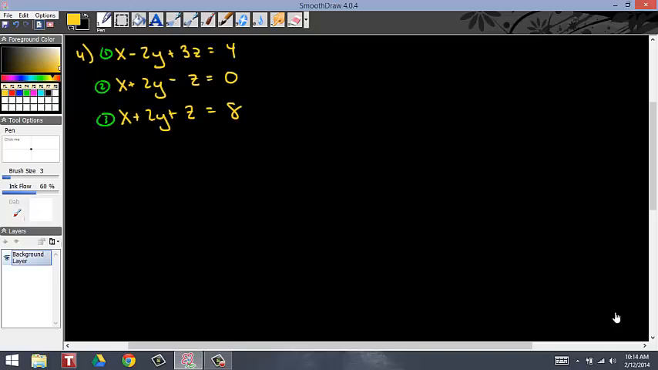So if I want to get rid of y, I'm going to choose equations 1 and 2 to stack up against each other. The reason why I'm doing that is because I'm trying to get these broken down into things that I'm familiar with.